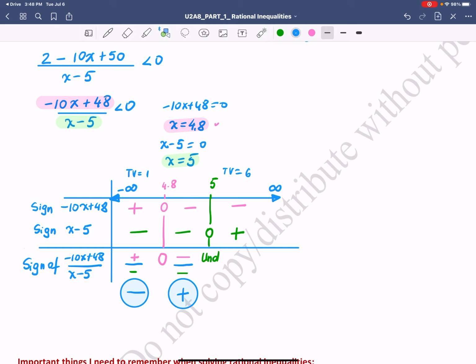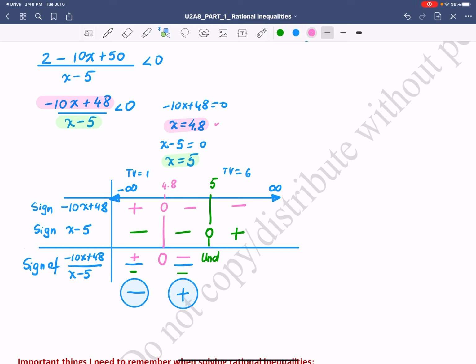And last but not least, we reason in the same way for the next set of x values. So we have from 5 to infinity. The rational expression will have the numerator negative and the denominator positive. So what we have in here is a negative divided by a positive, which will give a negative.